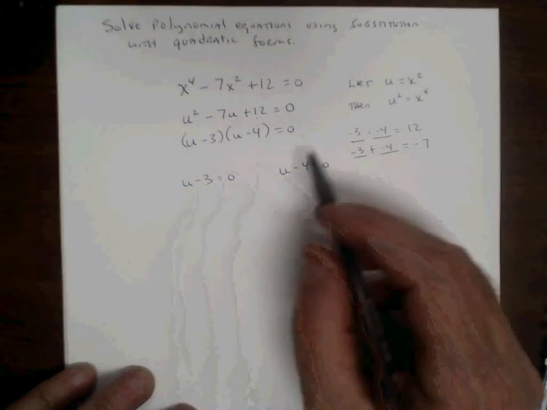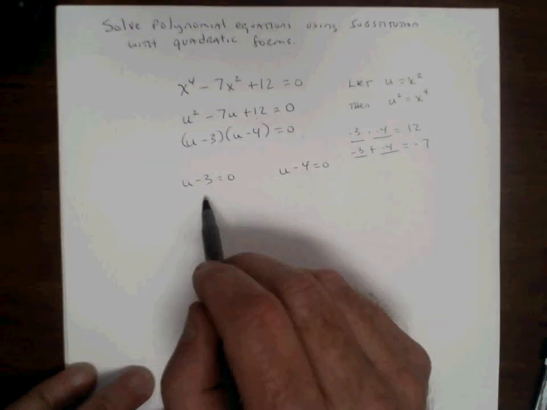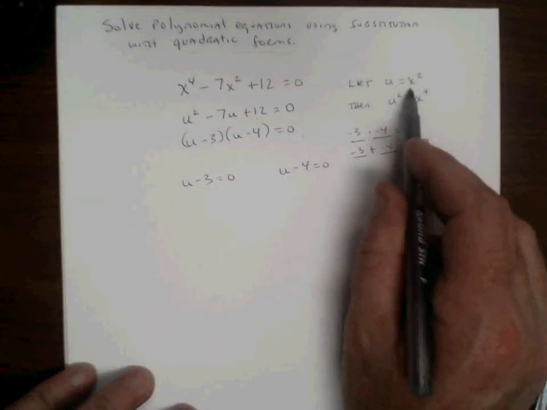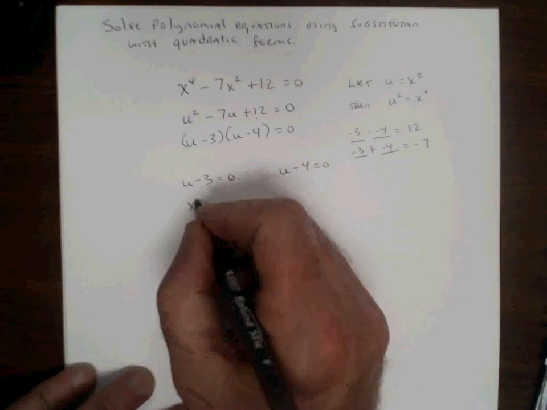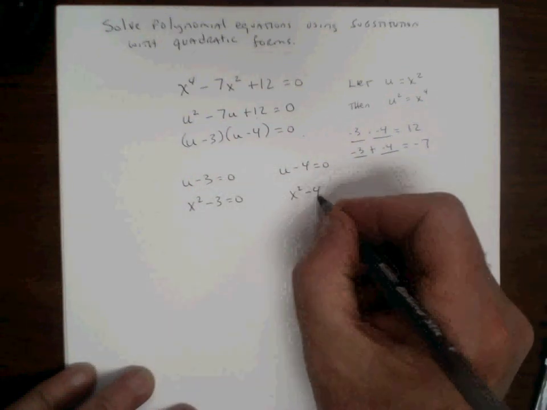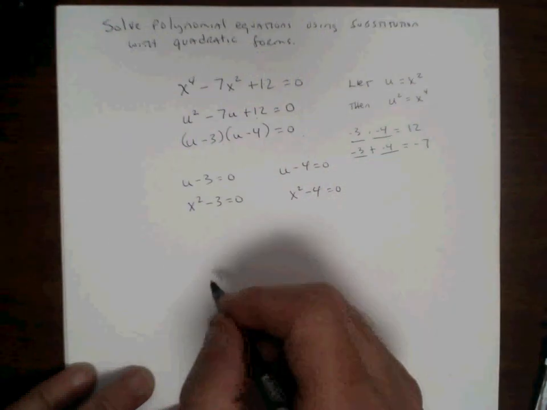Now we didn't really care about u. We started a problem looking for x. We have to find x, so we're going to re-substitute. We're going to make a substitution for x squared back in for u to get x squared minus 3 equals 0 and x squared minus 4 equals 0.